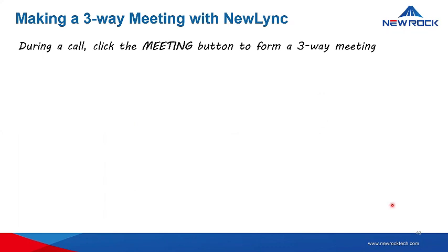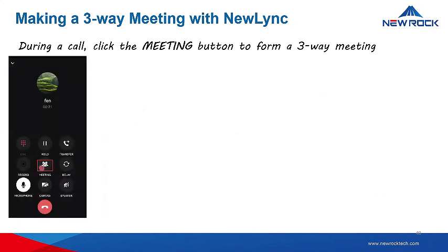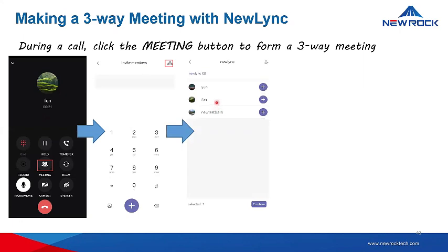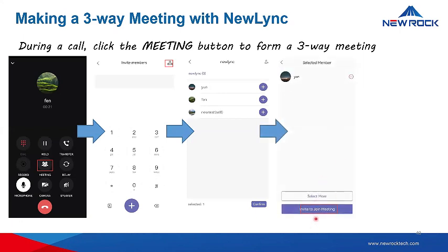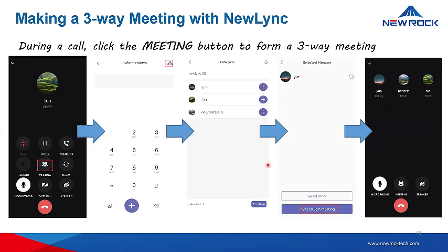Now, if I want to make a three-way meeting with Newlink, you can simply click the meeting button. Currently, I've been talking with Finn, and I have to click this meeting button. After that, I need to select this one, click that. Then, since I'm talking to Finn, I need to add Yun to my conversation meeting. So I invite Yun to join the meeting. Then of course, Yun has to accept the meeting. If he accepts that, we'll be able to have a three-way meeting with Yun and Finn as well.